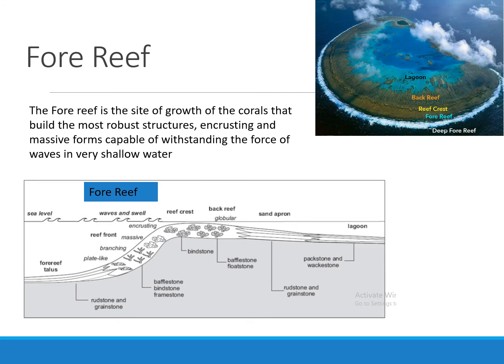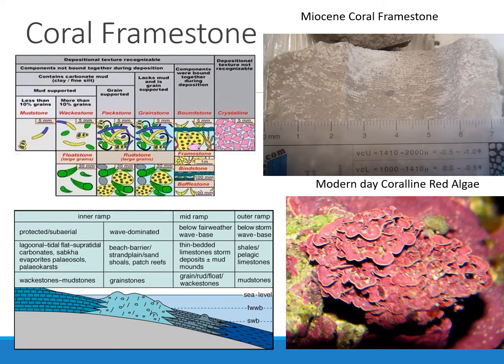The fore reef is the site of the most active wave activity and a locality where the most robust corals grow. These corals form encrusting massive bindstones capable of withstanding the force of the waves in very shallow water. Here we show a Luconian Miocene coral framestone with the clear growth rings of the coral alongside a modern-day equivalent red coralline algae, which can be interpreted on the reef crests of the inner ramp beach barrier.